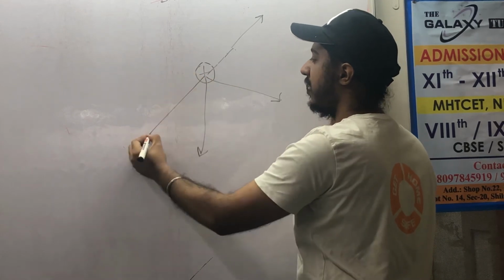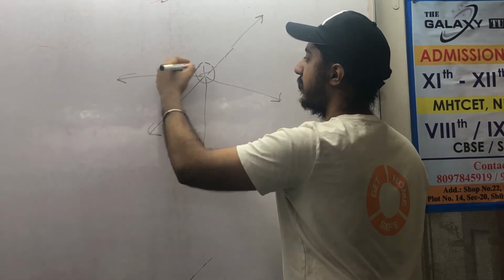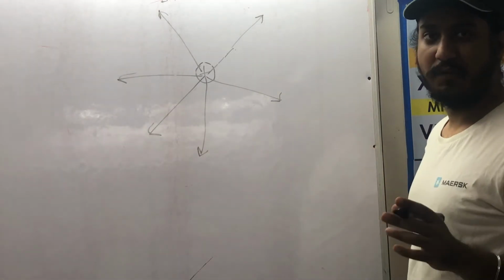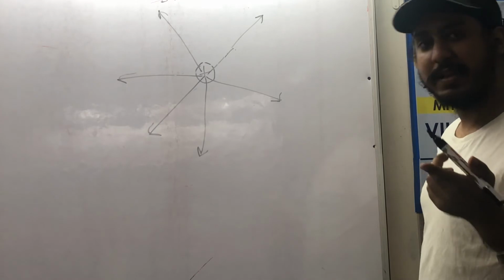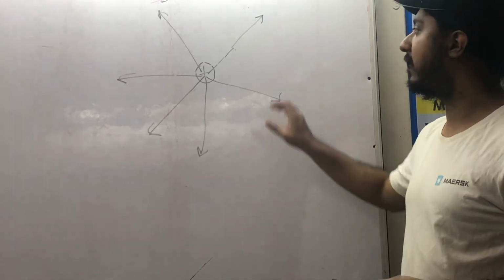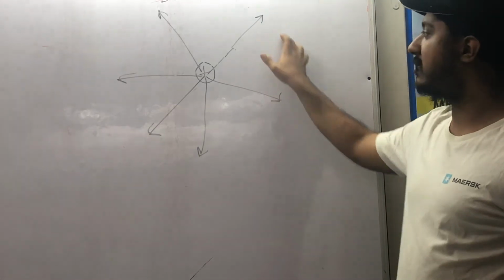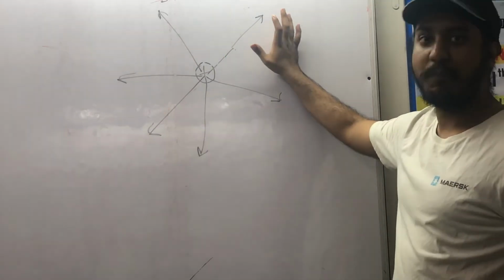So for a positive charge, the electric field lines are like this. Because whenever, what is an electric field line? First of all, I forgot to tell. An electric field line is basically the path that is traced by the test charge. So this is the electric field line for a positive charge.